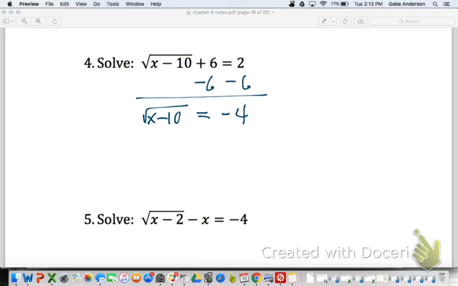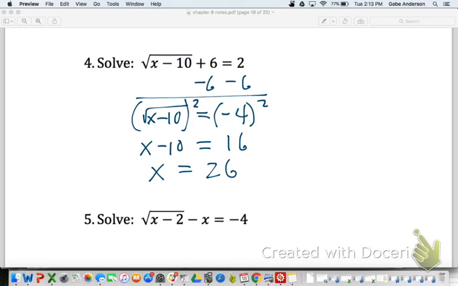If you didn't, what you would probably do now is you'd square both sides. So when you square both sides, x minus 10 is equal to 16. And then you would add 10 to both sides and get x equals 26. And if you didn't check it, you would be wrong, because this one is going to be a no solution. When you check this, you get the square root of 26 minus 10 plus 6 might equal 2.